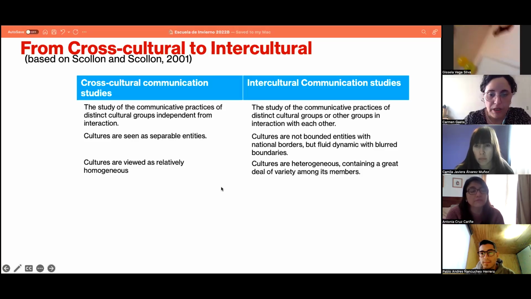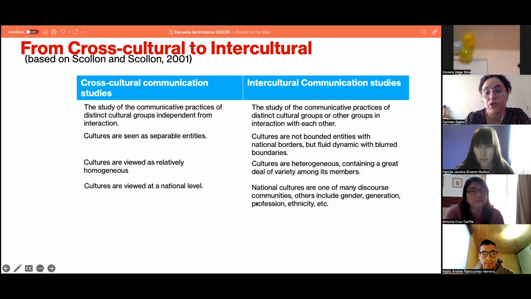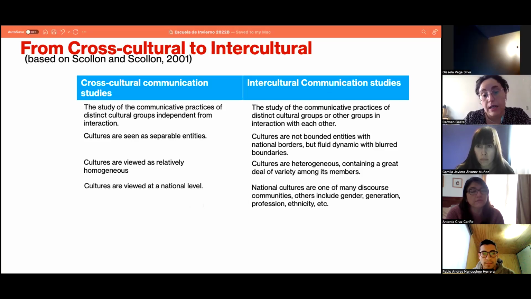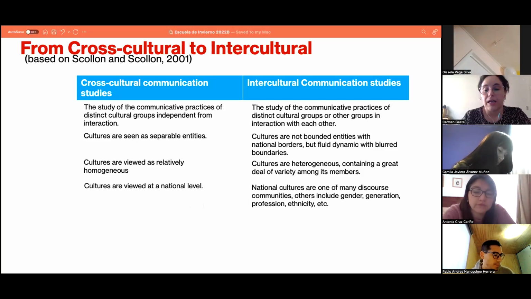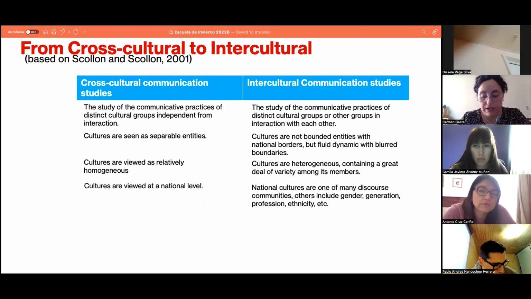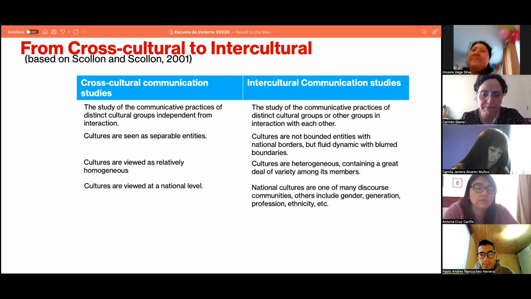Now, another difference between these two perspectives is that cultures are viewed at a national level from the cross-cultural communication point of view. But from an intercultural communication studies perspective, national cultures are one of the many discourse communities, defining the interaction that these groups have. And that's very complex nowadays, given that we don't have to leave the national borders to communicate with other people. We can communicate online. We're going to do an exercise in which you're going to see that, right?